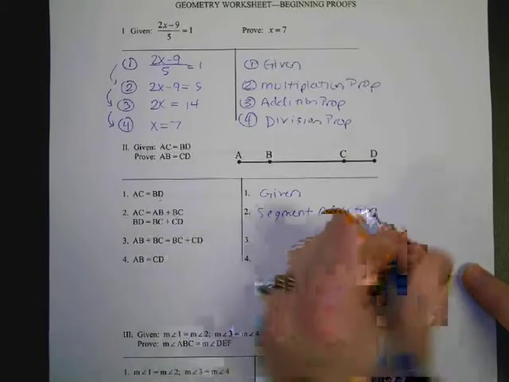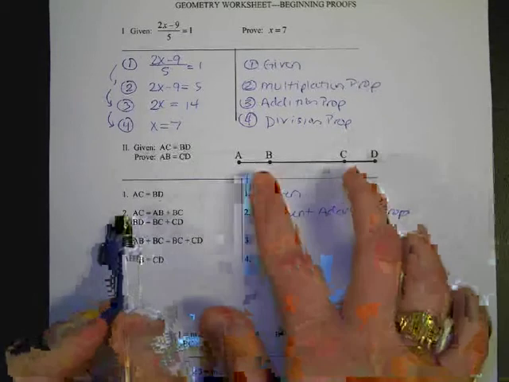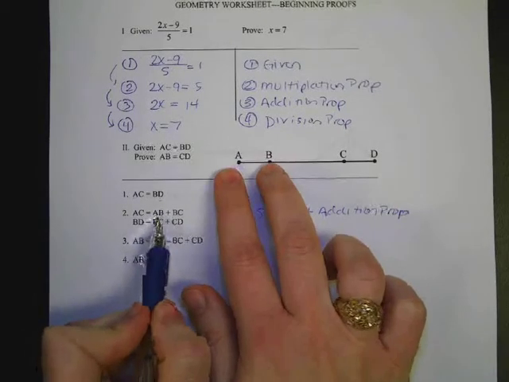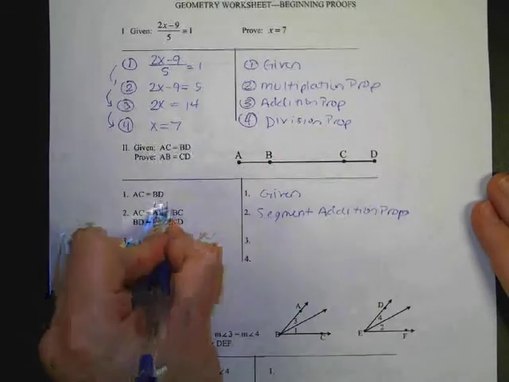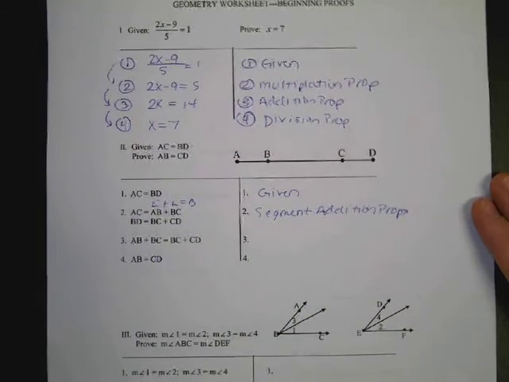And when I look at my picture, it says that AB, the little piece, plus the other little piece equals the big. Little plus little equals big is a good indication it's going to be either segment or angle addition.